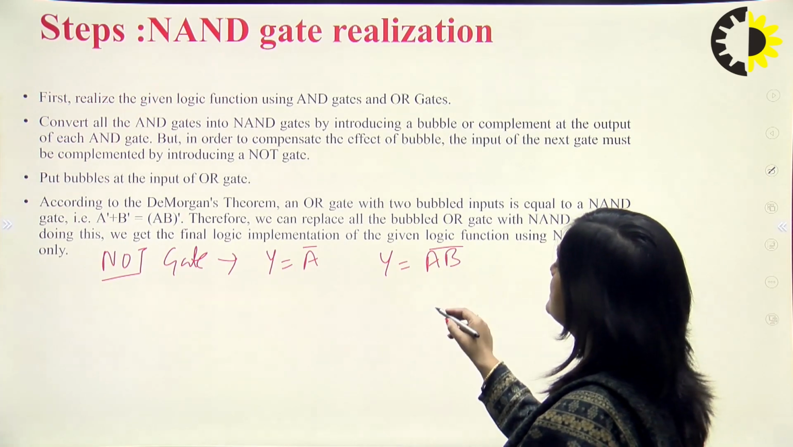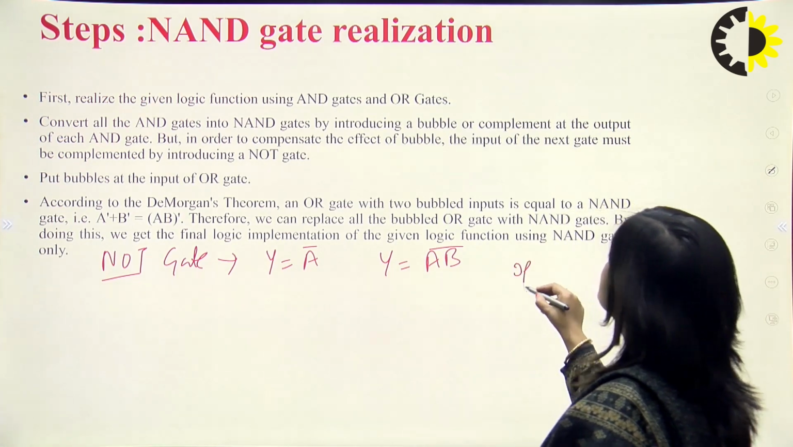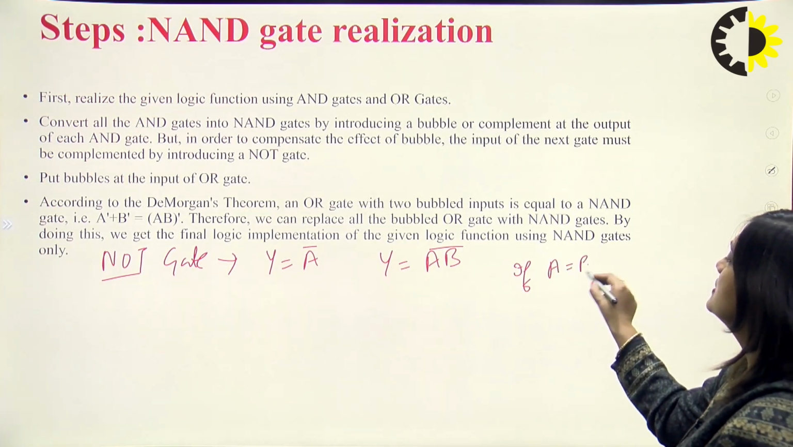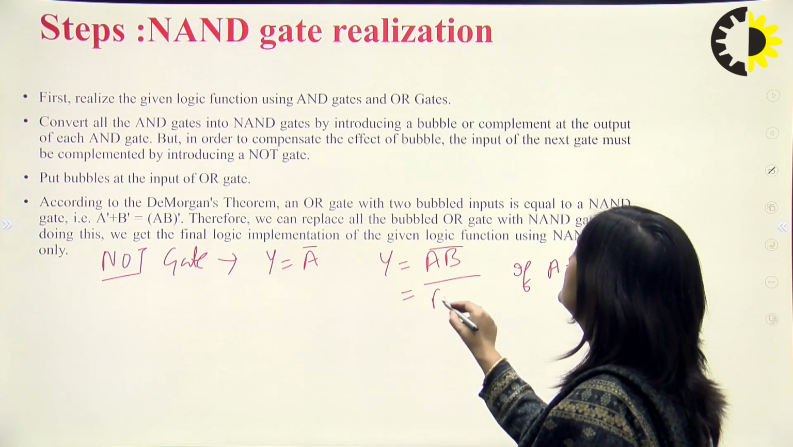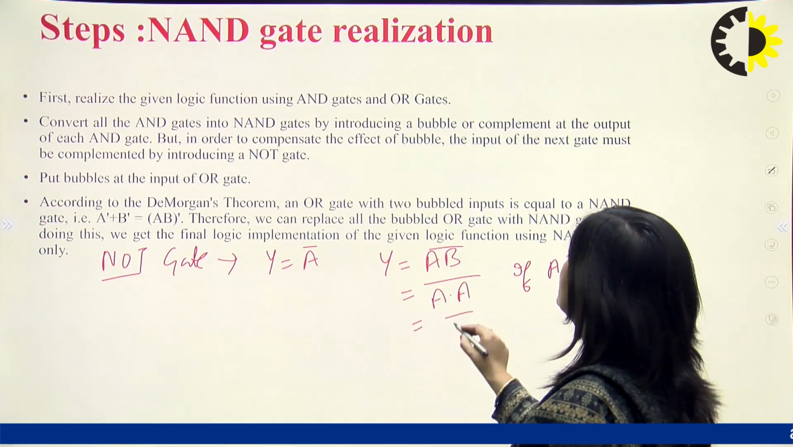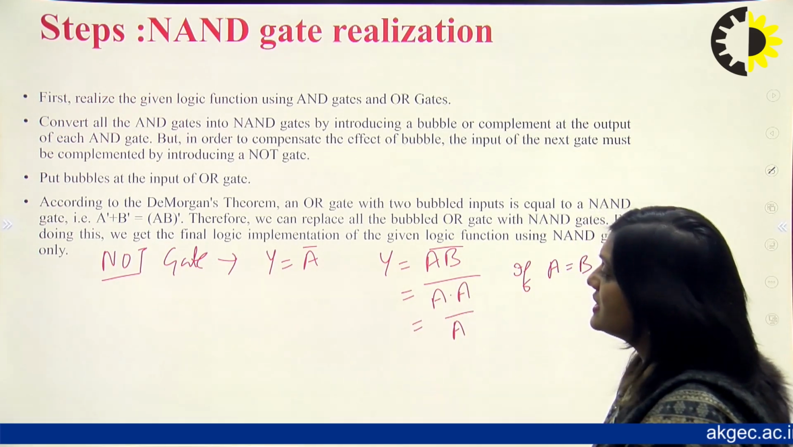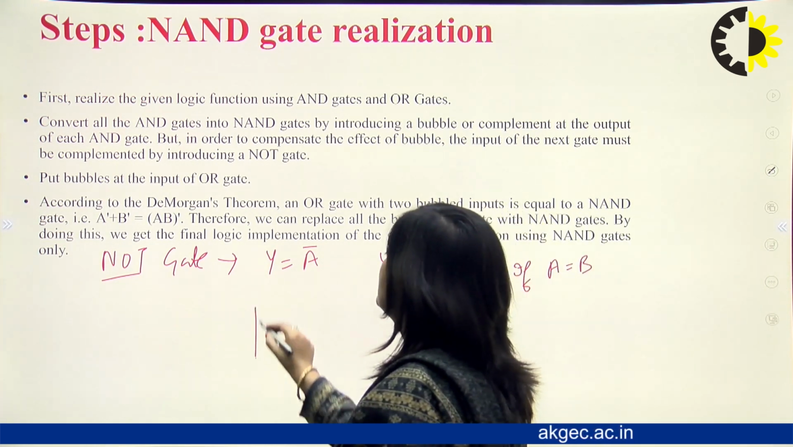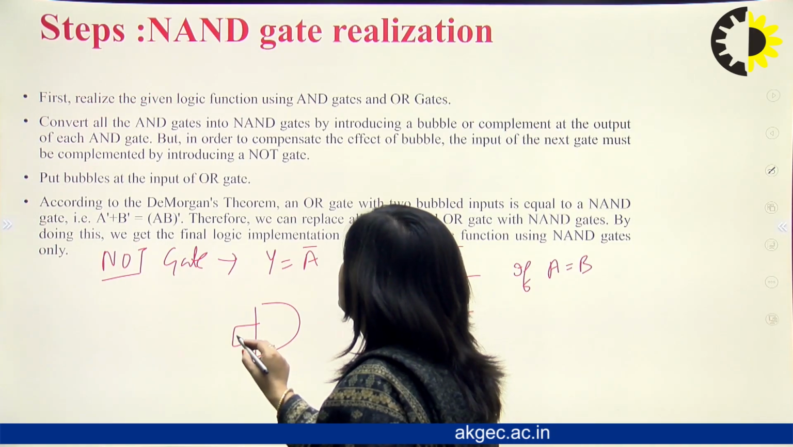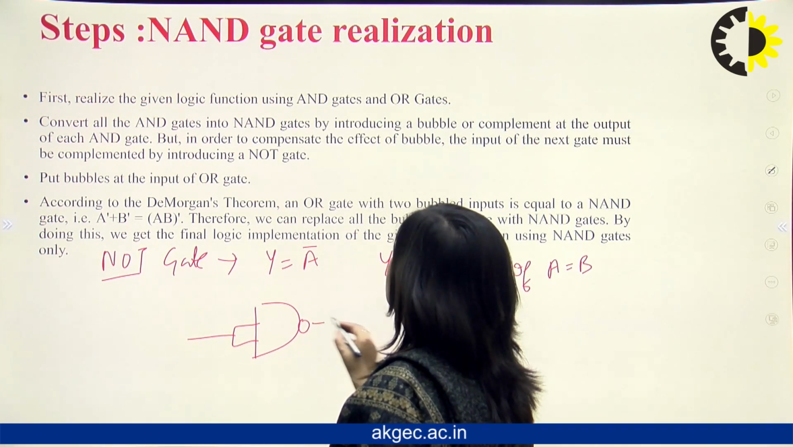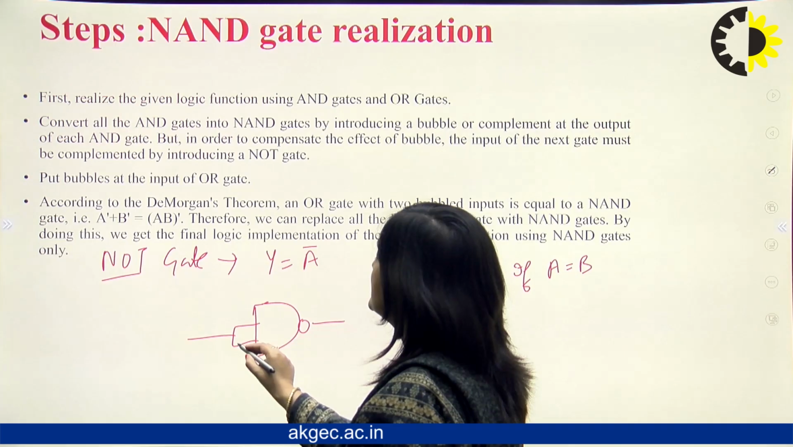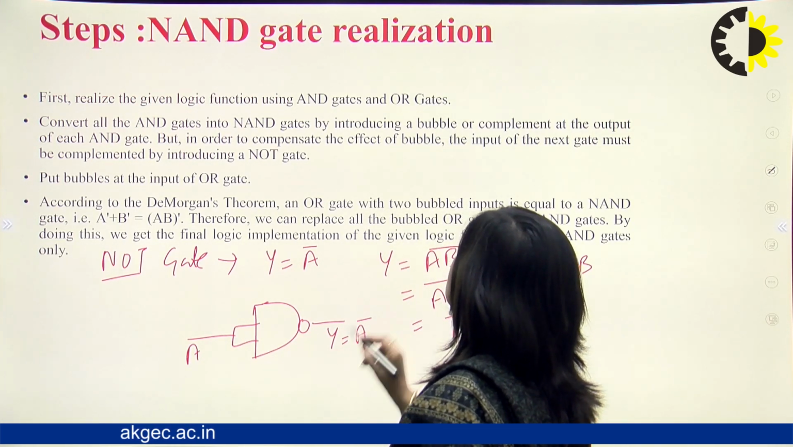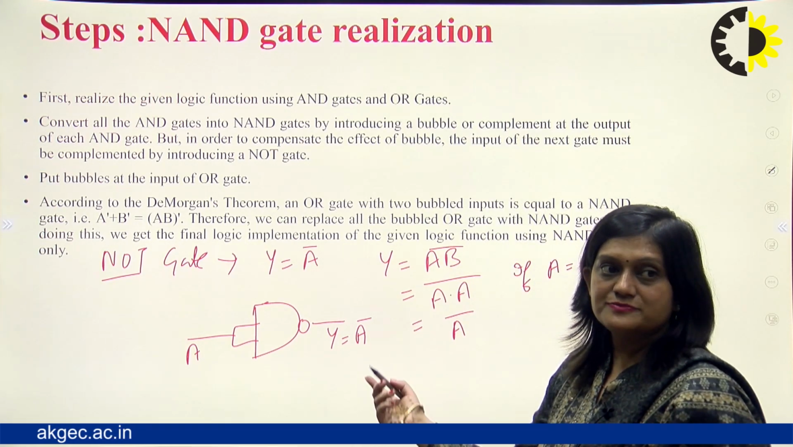If this is the expression for the NAND gate and we put a equal to b, it will be a into a, which is a bar. So we can make the NOT gate by using the NAND gate by making the two inputs equal. Like this is the NAND gate and both a and b inputs are equal. So this is the NOT gate.